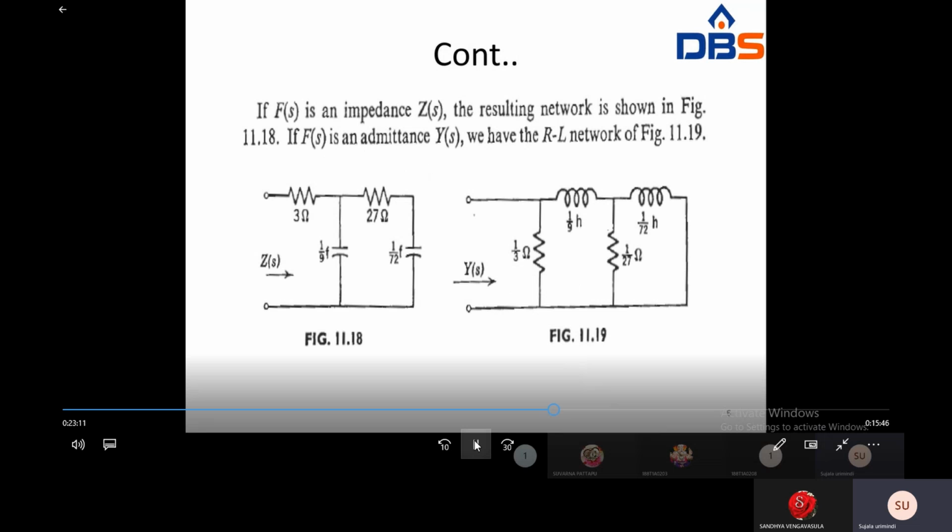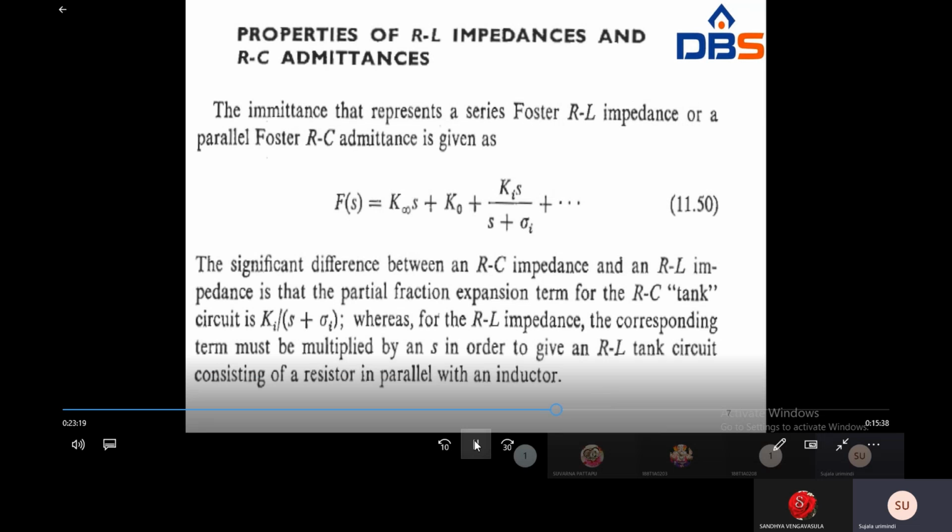You have to find out that in terms of Z(s) it is RC form, and in terms of Y(s) it is RL form. Same thing, what are the properties of RL impedance and RC impedance? The poles and zeros lie on the negative real axis.